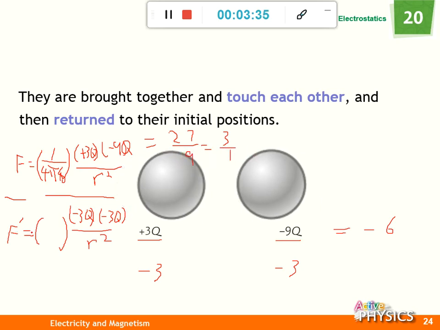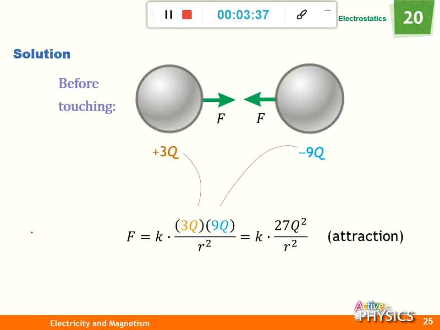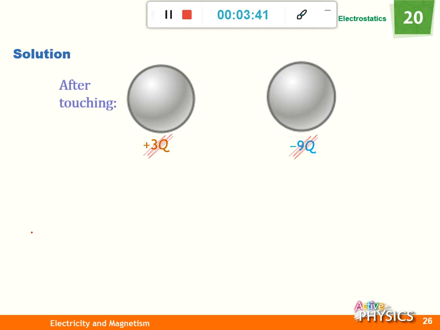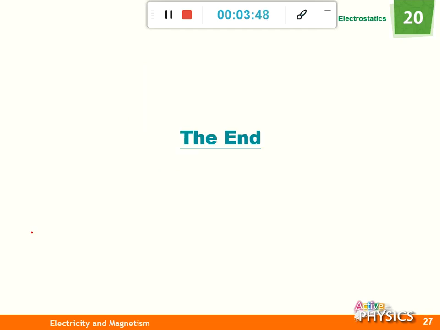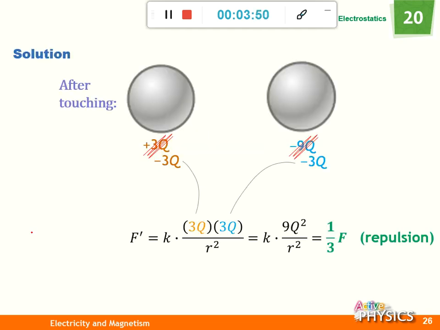Okay, now let us look at the answer. The same, 27 over 9, one over 3. So 1/3 of the original.